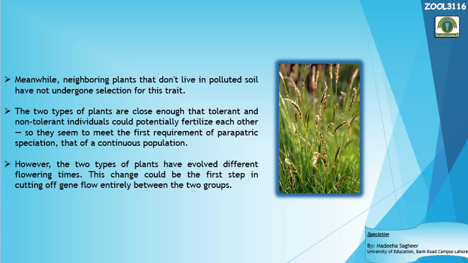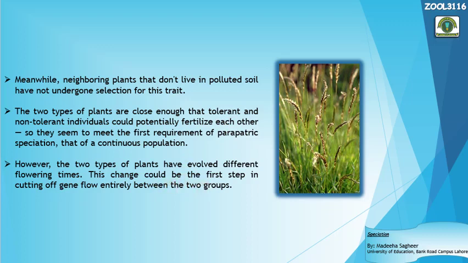Still at this point, the two types of plants are close enough that tolerant and non-tolerant individuals could potentially fertilize each other. They could fertilize each other, right? This is the start of the speciation. But what happened after developing the trait? In the following years, the two plants have evolved different flowering times.